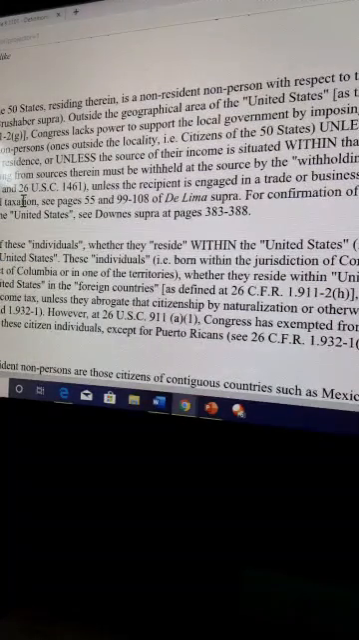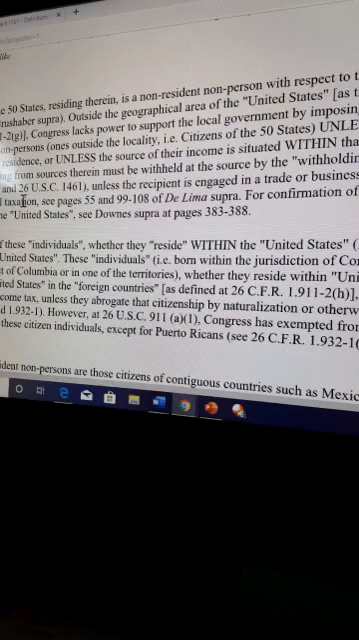A citizen of one of the 50 states residing therein is a non-resident, non-person with respect to this local taxing power of Congress. See Bush Harbor, Supra. Outside the geographical area of the United States, as that term is defined at Title 26 CFR 1.911-2G. Congress lacks power to support the local government by imposing a tax on the incomes of non-resident, non-persons, ones outside the locality, i.e. citizens of the 50 states, unless they reside within the jurisdiction by residence.